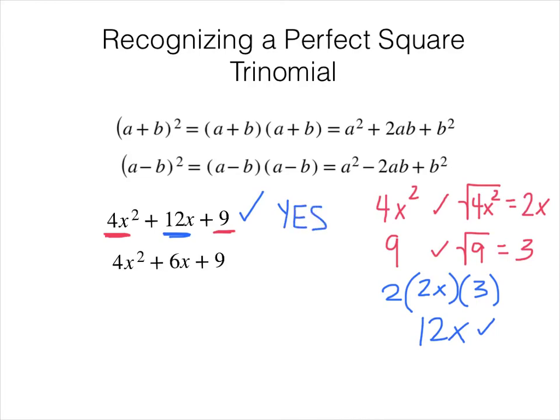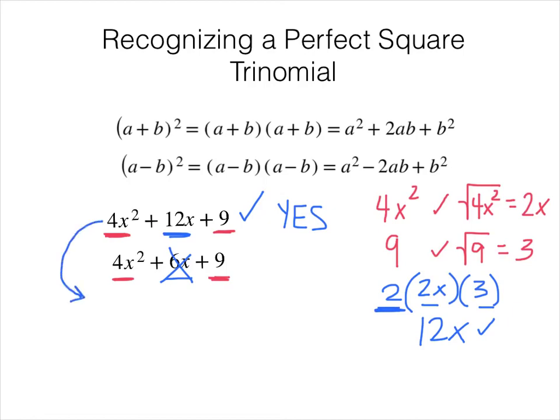Notice in the second one, yes, you have your perfect squares on the ends, but you do not have a perfect square in the middle. Or you do not have the correct term for a perfect square in the middle. Because 6x is not 2 times 2x times 3. We will practice looking at perfect square trinomials some more in class, but let's go ahead and factor this one.